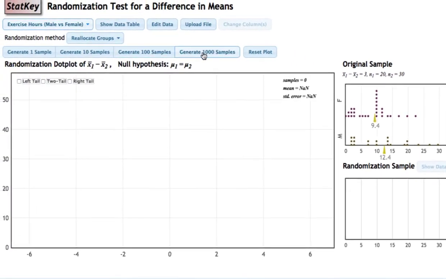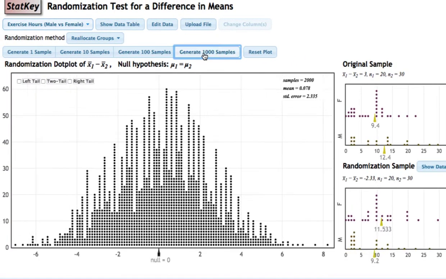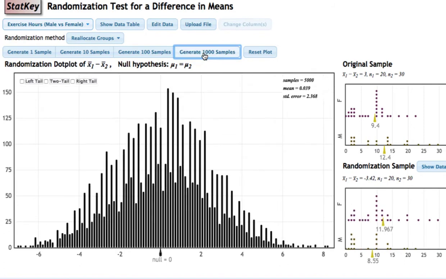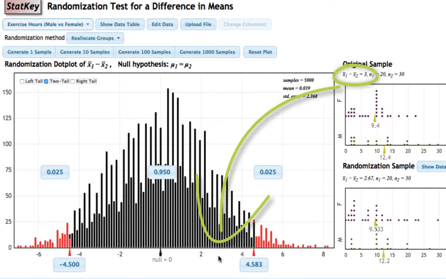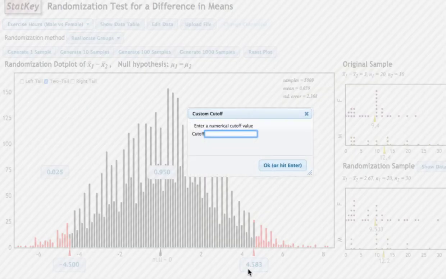Let's generate a few thousand samples. Our research question was asking whether there's evidence of a difference between these two groups in the population. This is a two-tailed test because our research question is not giving us a direction. We just want to know if there's a difference. The difference in our sample was 3. This falls on the right side of this randomization dot plot, so I'm going to change the value on the right side to 3.